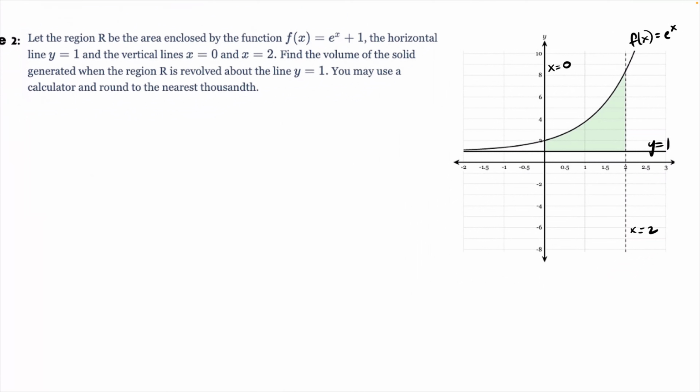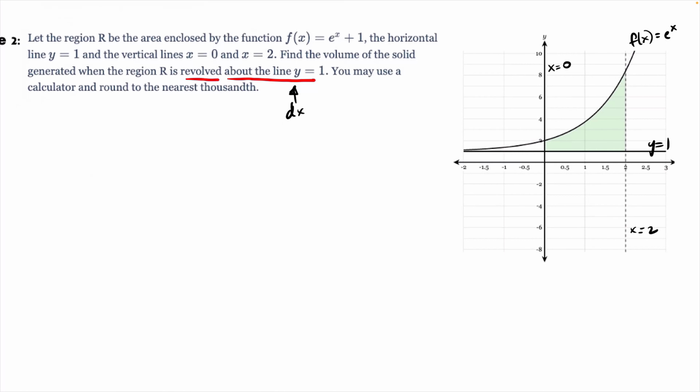All right. Is this a dy or is this a dx? dx. This is another dx because it's revolving around y equals 1. Y equals 1 is a horizontal line. dx.